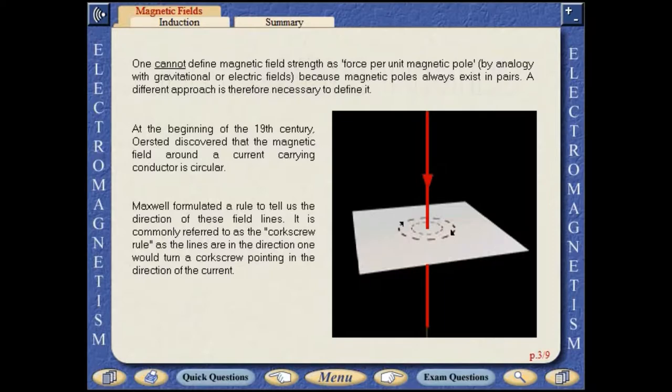At the beginning of the 19th century, Oersted discovered that the magnetic field around a current-carrying conductor is circular. Maxwell formulated a rule to tell us the direction of these field lines. It's commonly referred to as the corkscrew rule, as the lines are in the direction one would turn a corkscrew, pointing in the direction of the current.